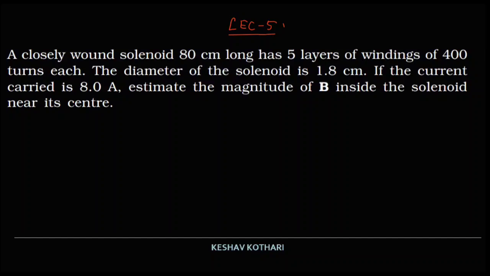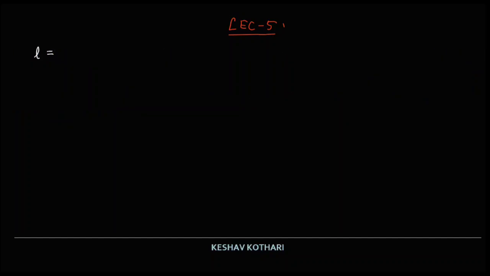So for this particular problem, we are considering that the length of the solenoid that is given is equal to 80 centimeter, which is equal to 0.8 meter, and the total number of turns. So the question is stating there are 5 layers of windings of 400 turns each, which implies that the total number of turns is 2000. So the number of turns is 2000.